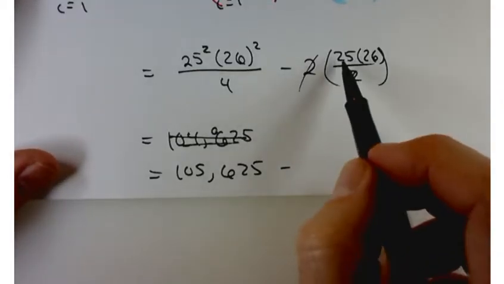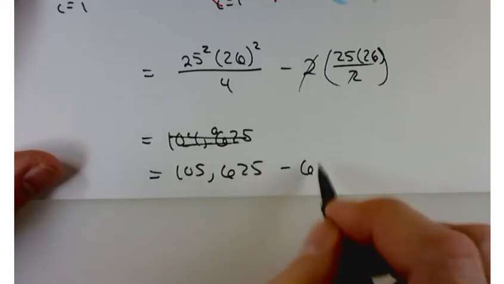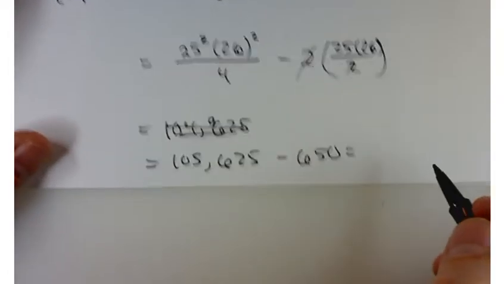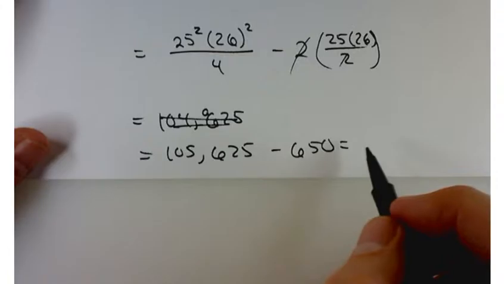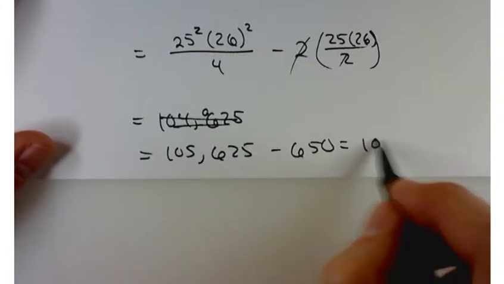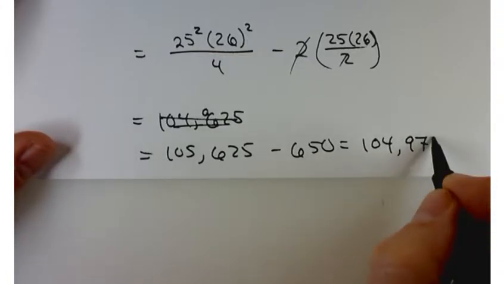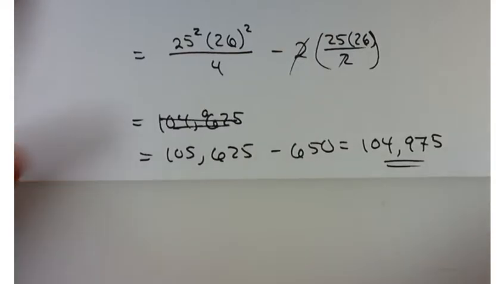Minus, let's see, the 2's cancel. 25 times 26 is 650. All right, so 104,975. Yay. All right, cool.